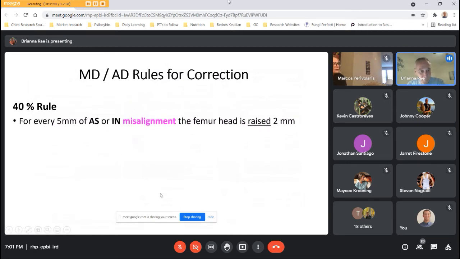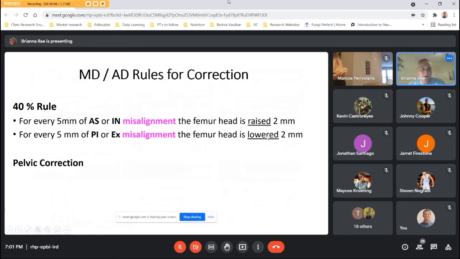So the 40% rule says that for every 5 millimeters of AS or IN misalignment, the femur head is raised 2 millimeters. For every 5 millimeters of PI or EX misalignment, the femur head is lowered 2 millimeters. Hopefully you're getting tired of me saying that.